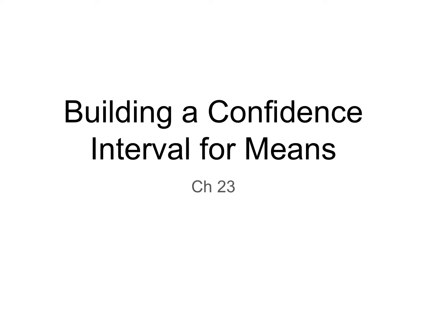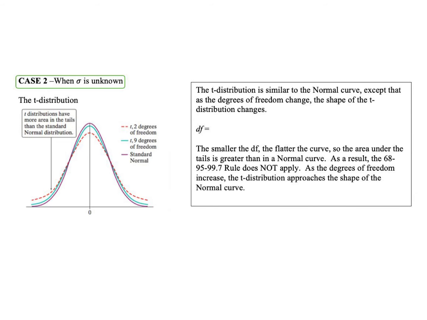In this lesson, we're going to learn how to build a confidence interval for means. Remember that the goal of a confidence interval is to use a selected sample, it needs to be a random sample, to capture a true population parameter, which in this case is going to be mu. So we're going to look at the case when sigma is unknown. We talked in class how the case where sigma is known is so incredibly rare.